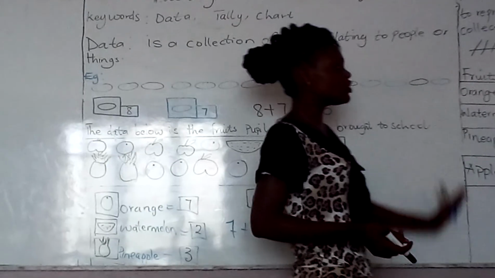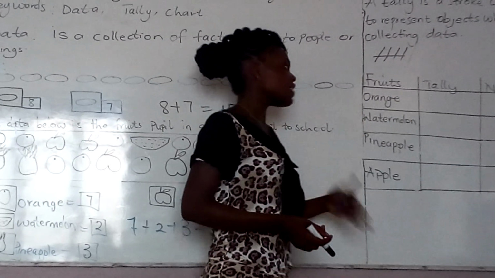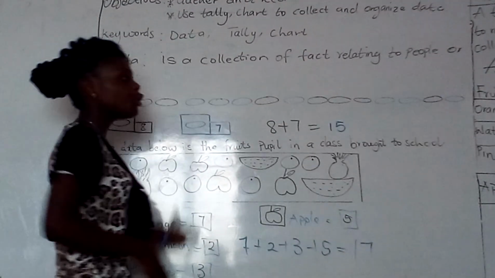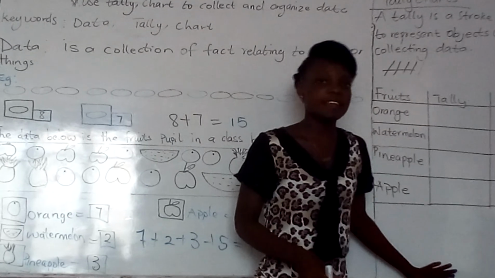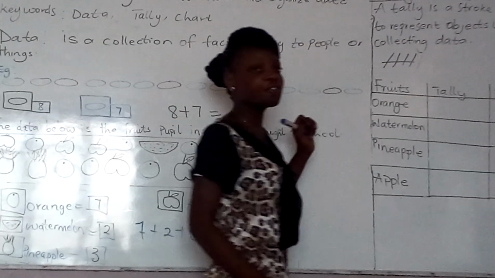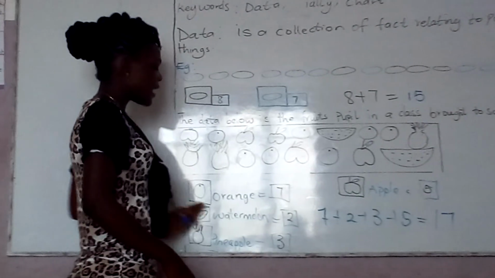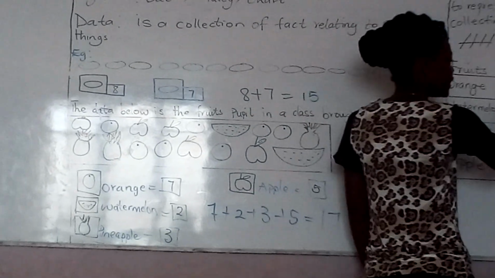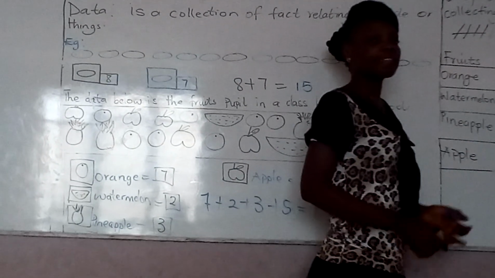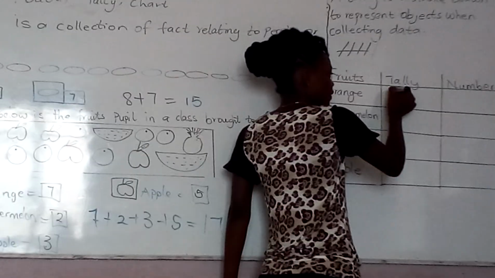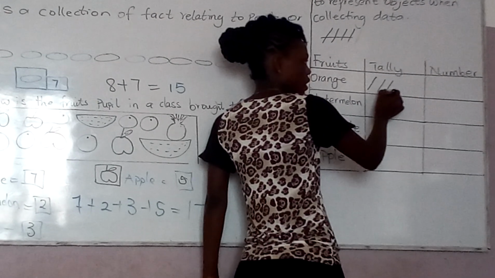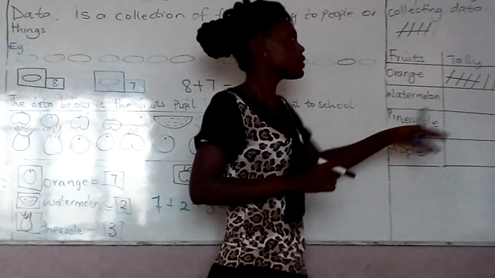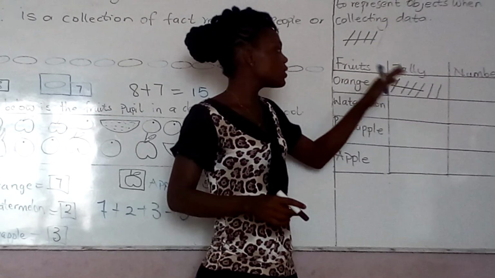Now, here is the chart. We are going to use this chart for the same data that we collected, that's the fruit. Now, the first fruit was what? Orange. So the oranges that the children brought were how many? 7. So we are supposed to write our 7 here for the tally to represent the object. This is how you write your 7: 1, 2, 3, 4, 5, 6, 7.